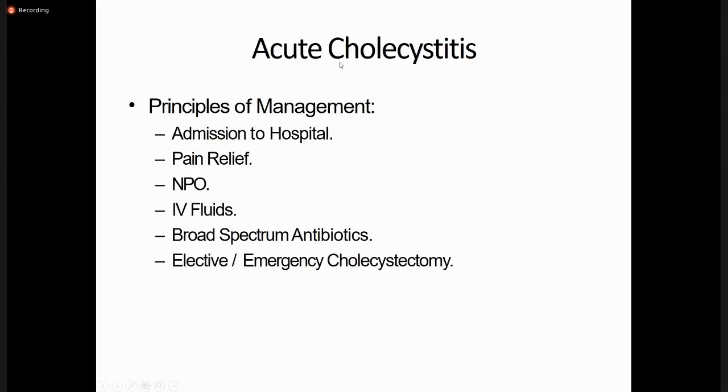In acute cholecystitis, the principles of management are: you need to hospitalize the patient for pain relief, keep them NPO, IV fluids, broad spectrum antibiotics, and either perform emergency cholecystectomy. If the patient is presenting within 72 hours, you can do an emergency cholecystectomy. Otherwise, we do an elective. After 72 hours, you give conservative treatment, the patient resolves, and you can operate after 4 to 6 weeks.